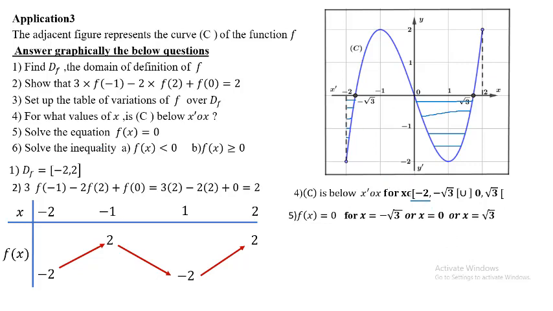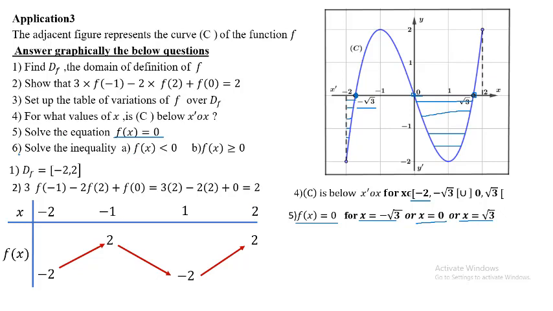Now 5. Solve f of x equal to 0. It is very clear. The intersection between C and x prime x occurs 3 times, at x equal minus radical 3, also at x equal to 0, and at x equal to radical 3. Then f of x equals 0 for the values x equals minus radical 3, or x equals 0, or x equals radical 3.